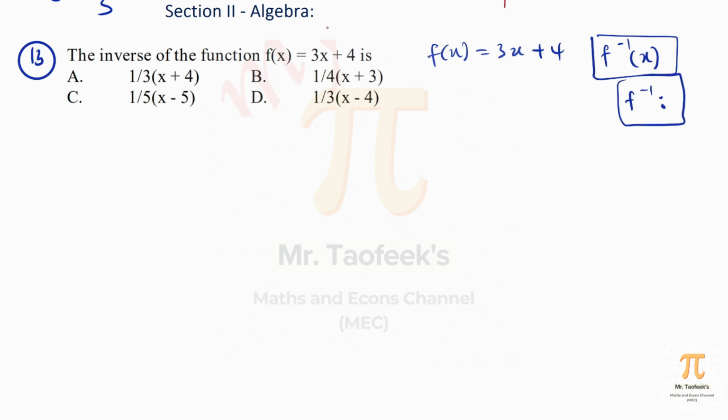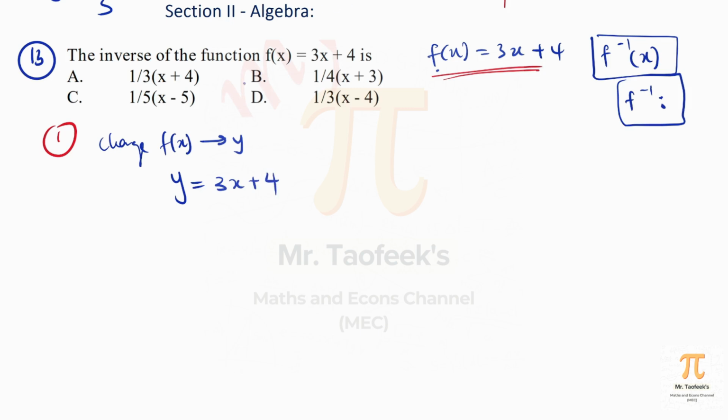So to find the inverse function, there are a number of steps you have to take. Step 1, you need to rewrite your f of x as y, okay? Change f of x to y. So we're going to have y is equal to 3x plus 4. Now, at this point, there are 2 methods. The second step is you will have to, there are 2 steps here.